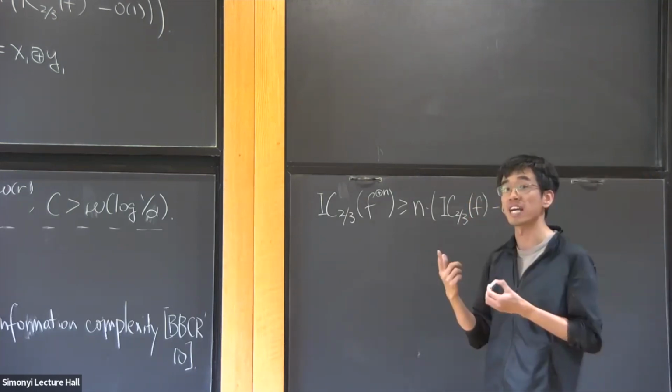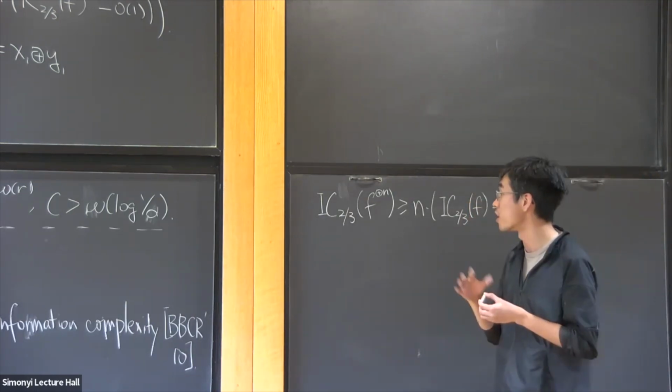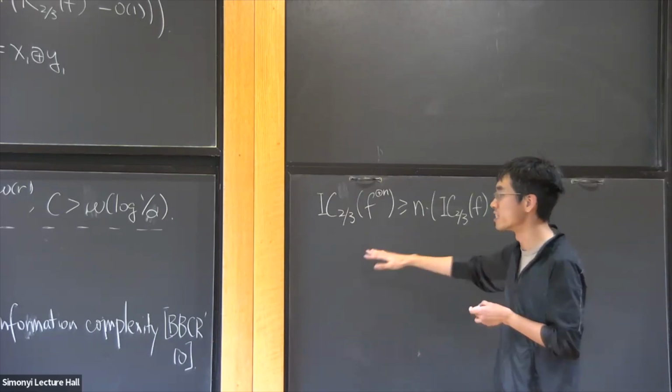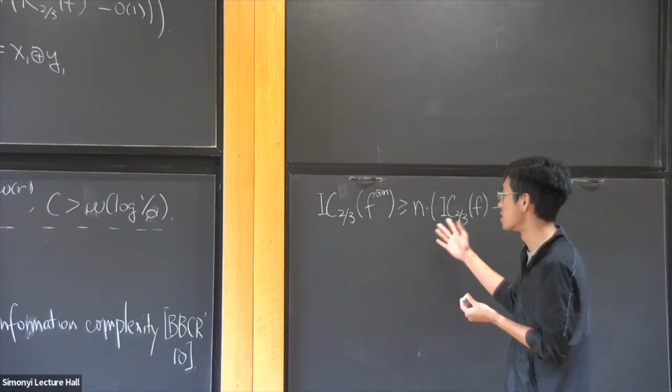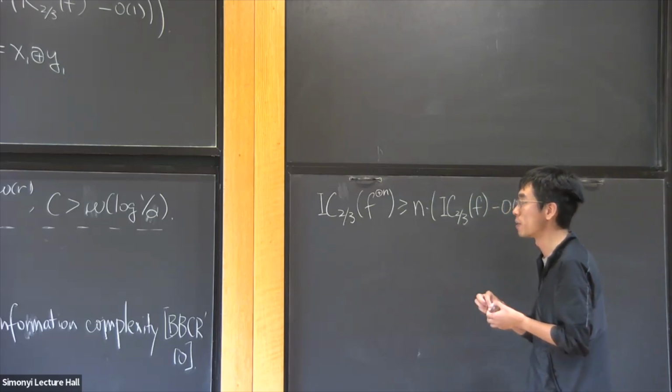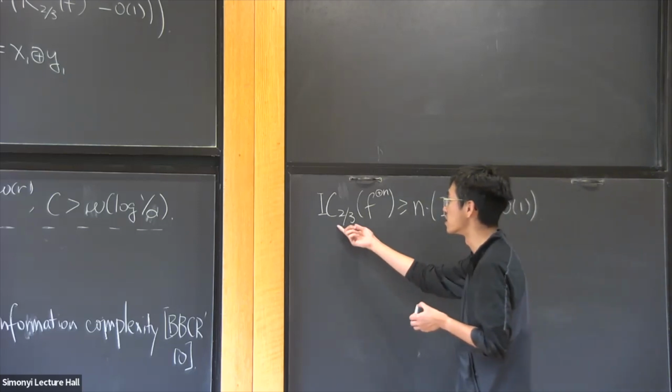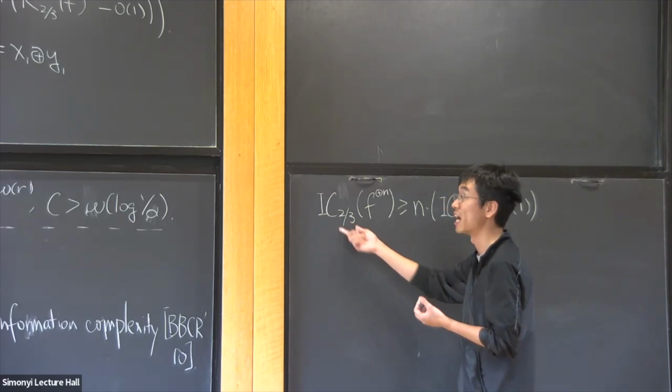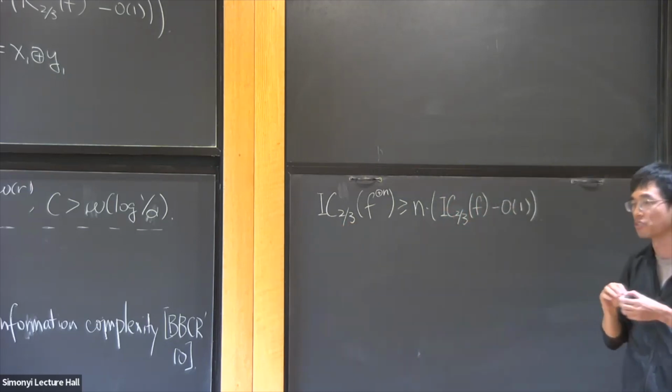So in the next part of the talk, I will first give an alternative view of this lower bound proof that proves this information complexity XOR lemma. And then I will talk about how to generalize this error probability to exponentially small advantage.